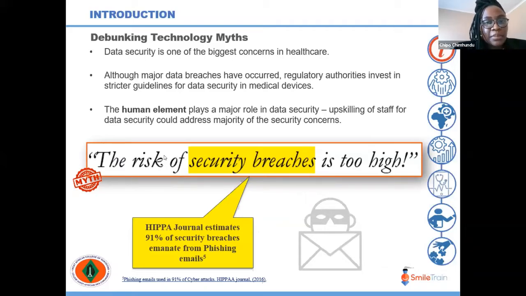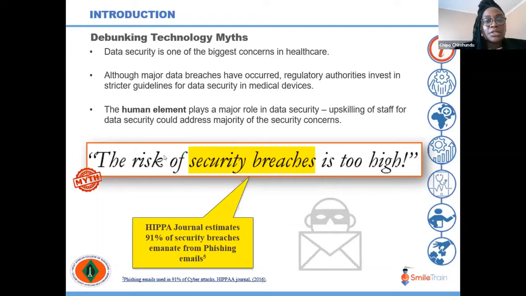Whenever we click on a link that we don't know, or open emails from people we don't know, the human element is what's actually exposing our systems to security breaches, rather than the system itself. What this says to us is, instead of having an attitude towards our technology, we need to weigh the benefit versus the risk and upskill our staff and ourselves to ensure that we are protecting our systems as much as our systems are serving us.